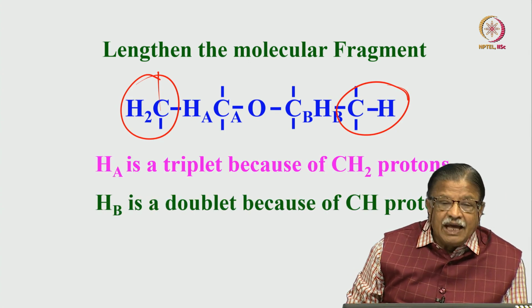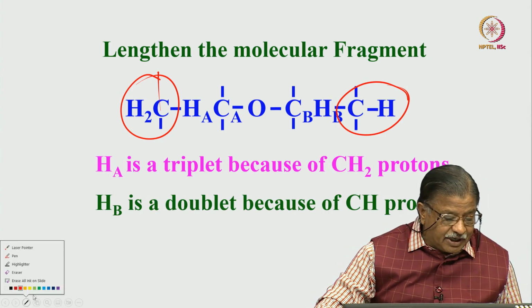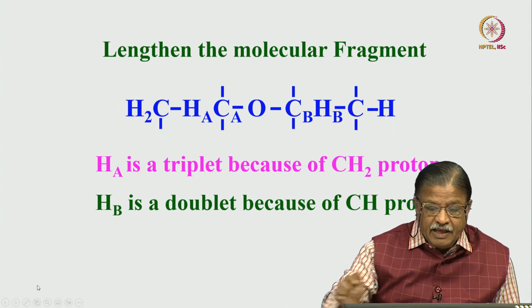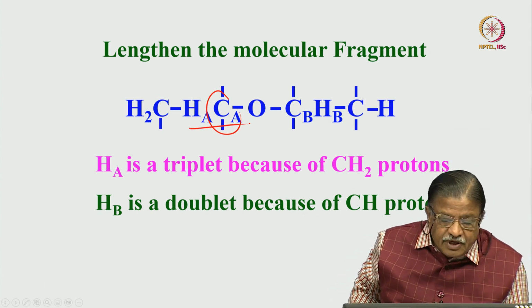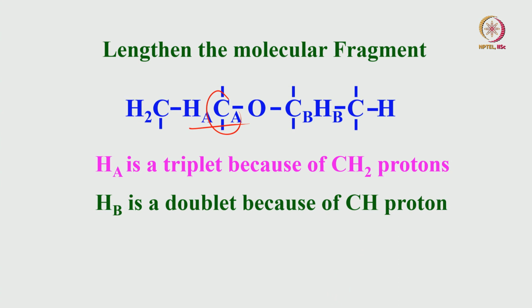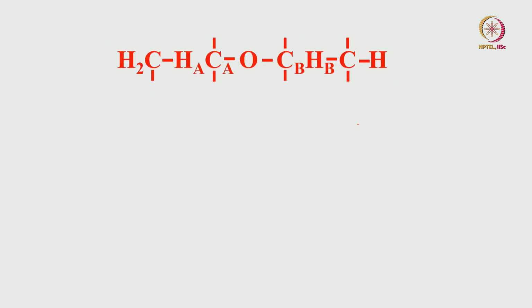If I look at HA, what is the pattern I am going to get? If you look at HA, this carbon, like the previous example, it will be a doublet because of coupling between proton and carbon. But what about HA? Remember, this HA is coupled to two equivalent protons. What does it give? This proton-proton coupling will make it a triplet. Okay? So, it is going to be a triplet. Similarly, if you go to HB, this will be a doublet, because the CH proton coupled to this one makes it a doublet. Okay? Let us look at the spectrum.